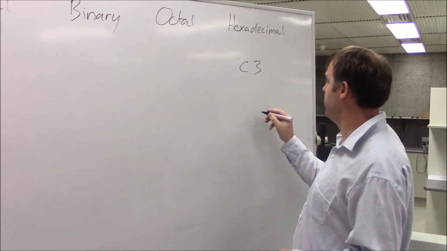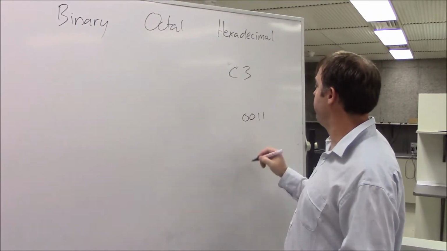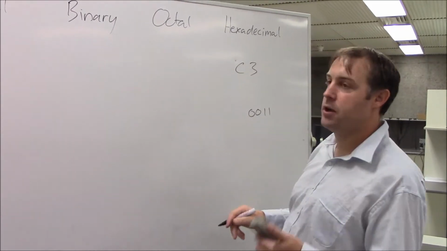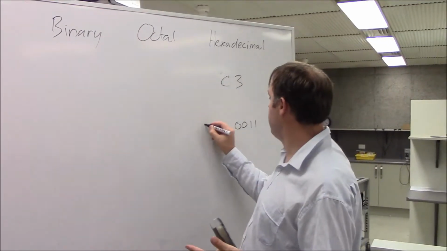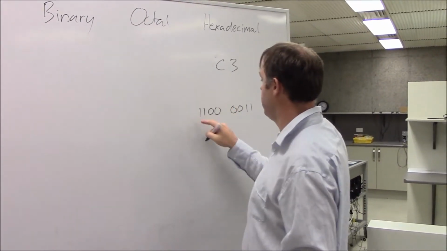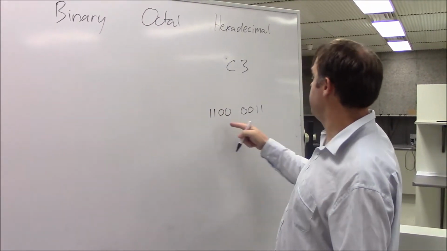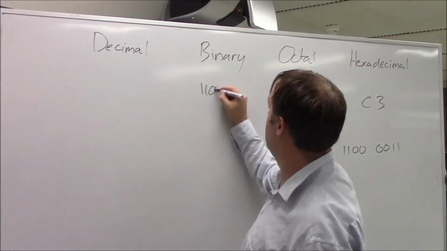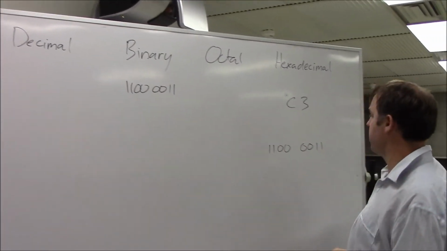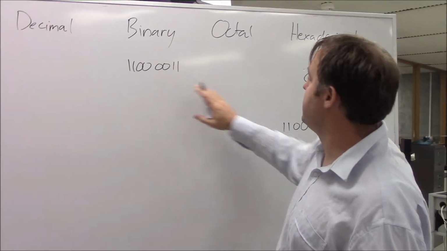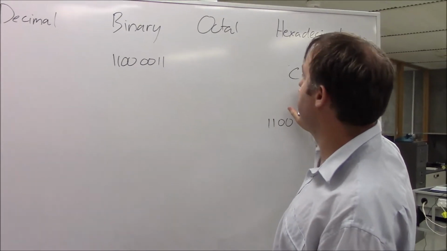So 3 in 4 bits is 0, 0, 1, 1. C, which is 10, 11, 12, which is 1, 1, 0, 0. And 8 plus a 4 is 12, and we know more. Okay? So this is the binary number. Just happened to make a palindrome, don't ask me how. That is the binary equivalent of C3.